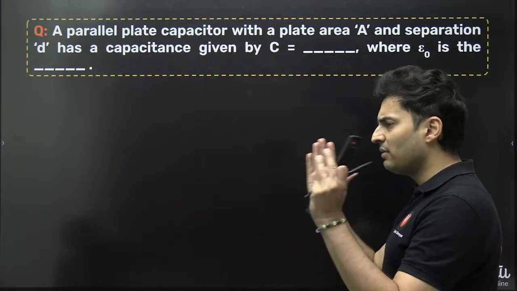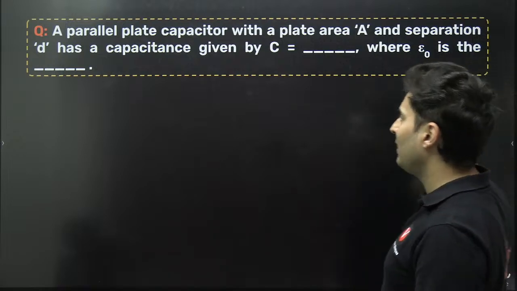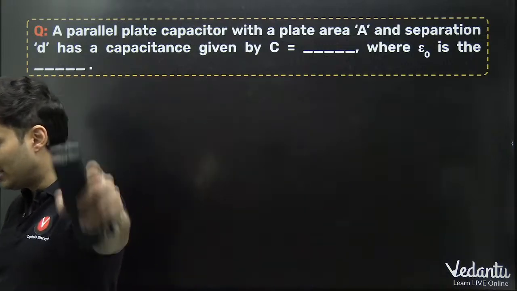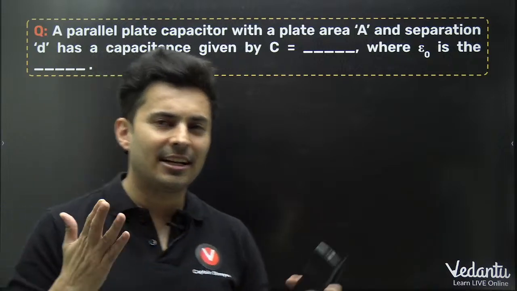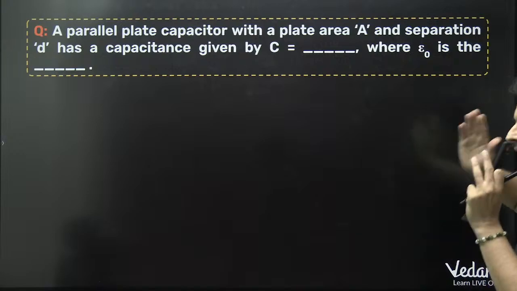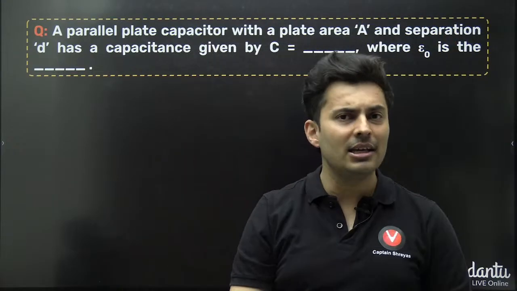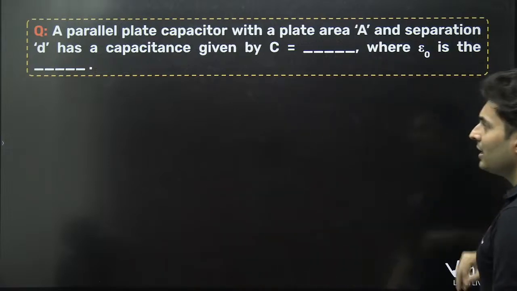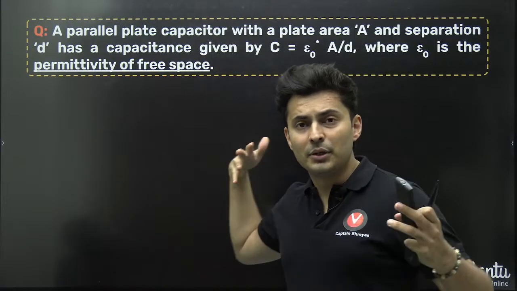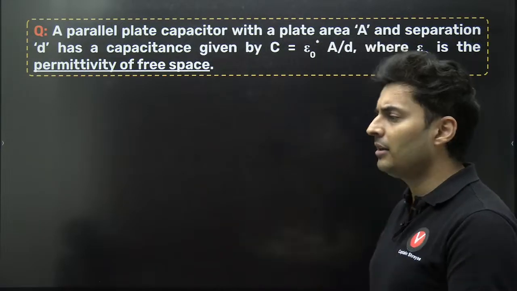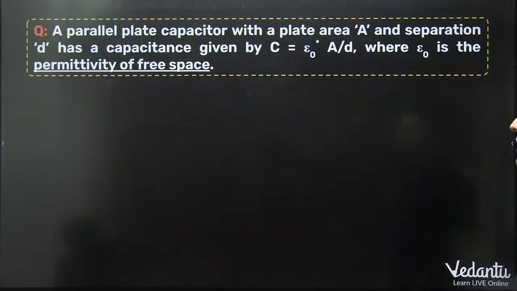Right, moving on. A parallel plate capacitor with plate area A and separation D has capacitance given by what, where epsilon naught is what? 2 fill-in-the-blanks. Very good. Now I can see all the answers in the chat. Keep it up. What do you think is the right answer for the capacitance of a parallel plate capacitor? Area is given, D is given. Epsilon naught into area divided by D. D is the distance between them, and epsilon naught is the permittivity of free space or vacuum. Permittivity means how much it is able to permit those electric field lines inside any medium. For free space, it is 8.85 times 10 to the power minus 12.